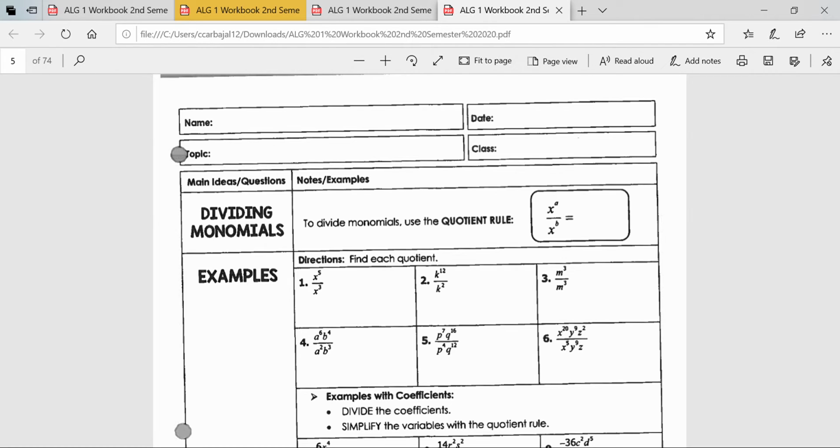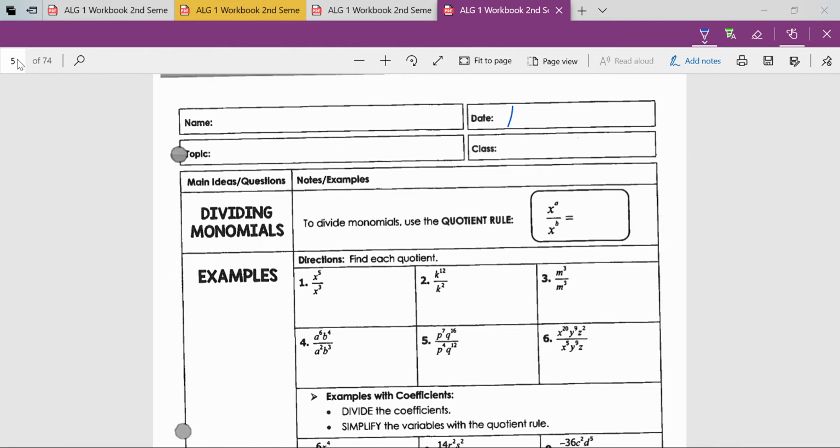Alright guys, today is January the 9th, 2020. This is going to be the third page in our binder.